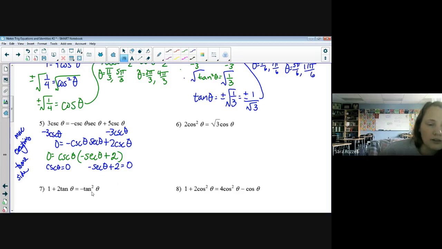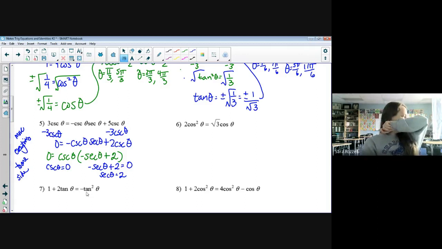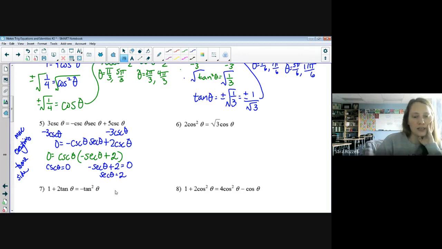I'm going to look on my unit circle in a second once I've solved and gotten the secant by itself. So can we get the secant by ourselves in our head in this equation? You're going to subtract 2, right? And then divide by negative 1. So secant would just equal positive 2. So we're going to look for these 2 things: when cosecant is 0 and when secant is 2.